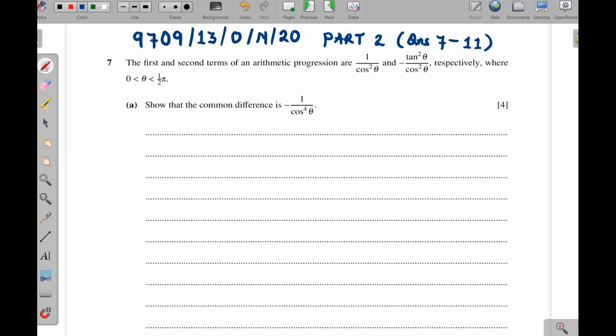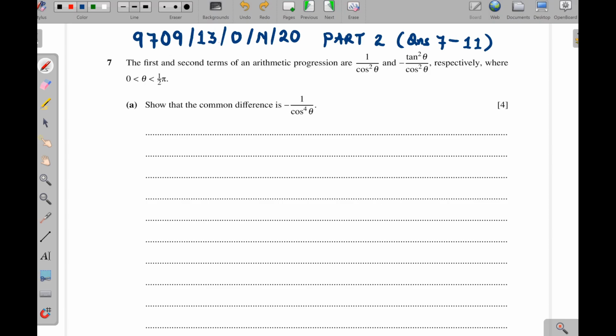Part 2, this one is for question 7 to 11. Question 7 is coming from series. The first and second terms of an arithmetic progression are, but we have then trigonometric functions, respectively, where theta ranges from 0 to pi over 2. Then part A, show that the common difference is this one here.